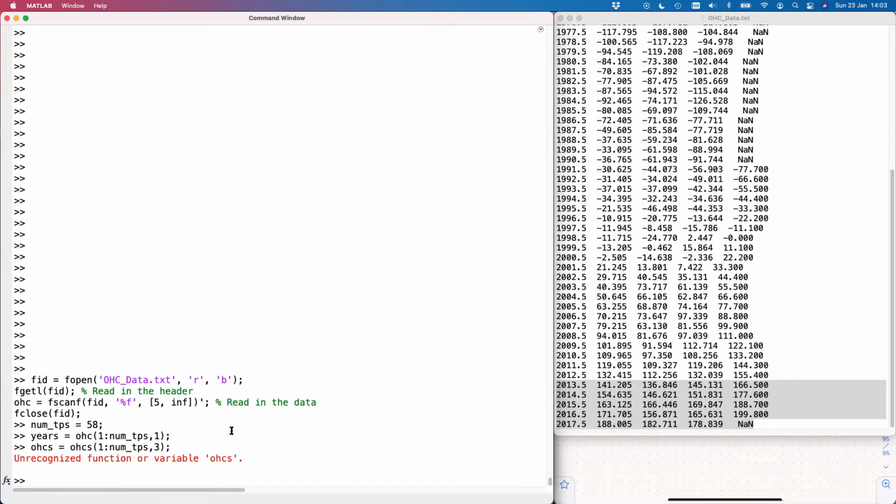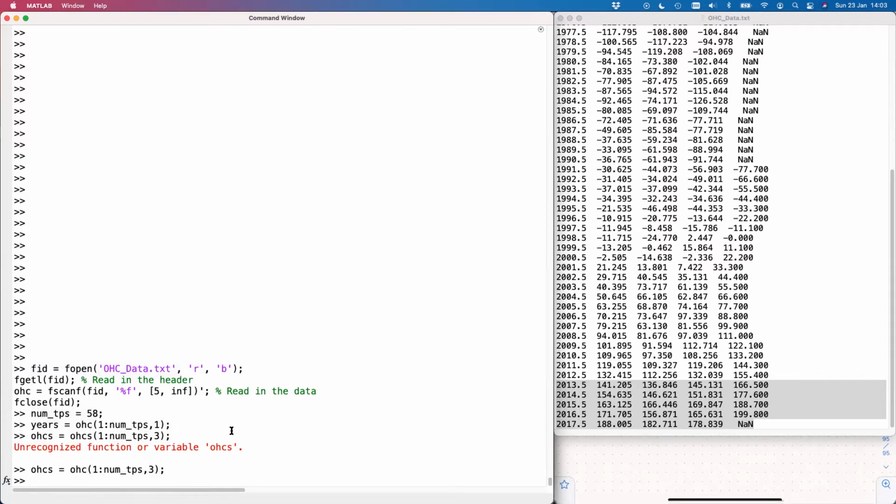Oops, typo there. So let's have a look at this data. I'm just going to scatter the years against the actual measurements. Let's do it in black and give them a nice thick line width so we can see them easily. Make them reasonably large. Okay, that should do it.